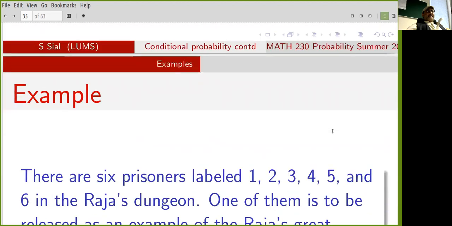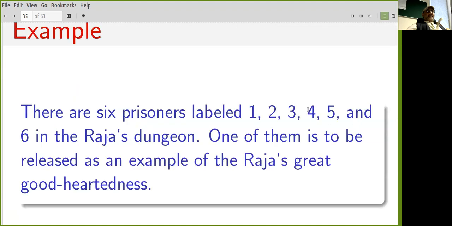Okay, get away from the socks for a bit. So you've got 6 prisoners in a dungeon. Let's label them 1, 2, 3, 4, 5, 6. One of them is to be released at random.